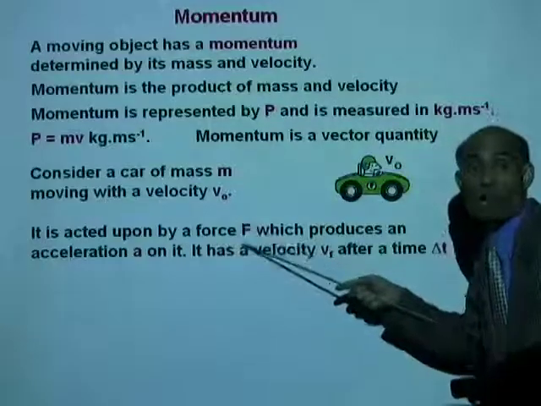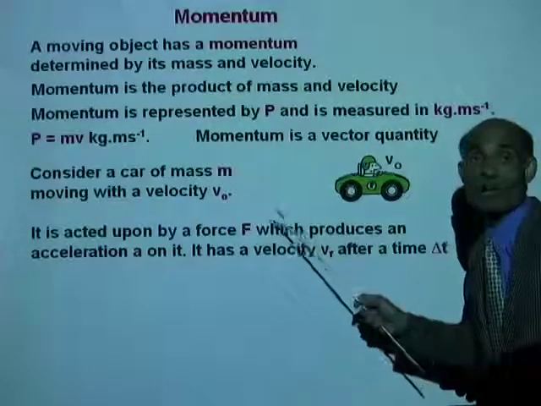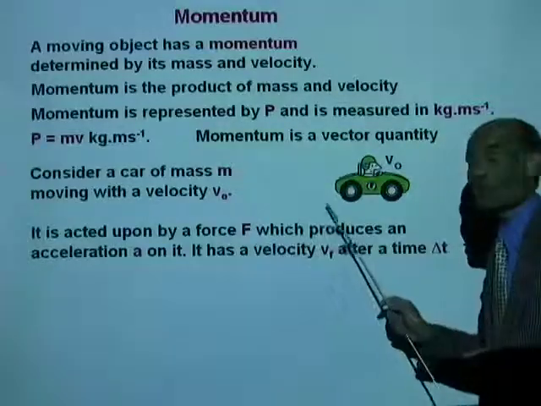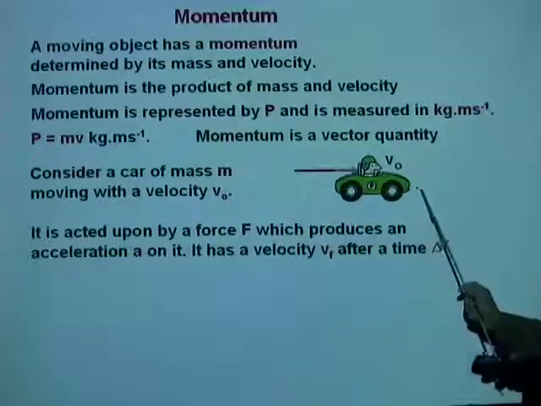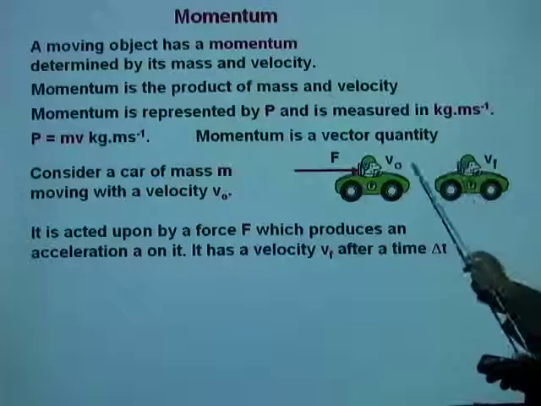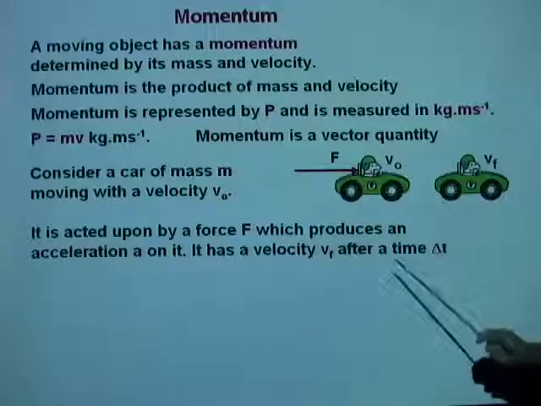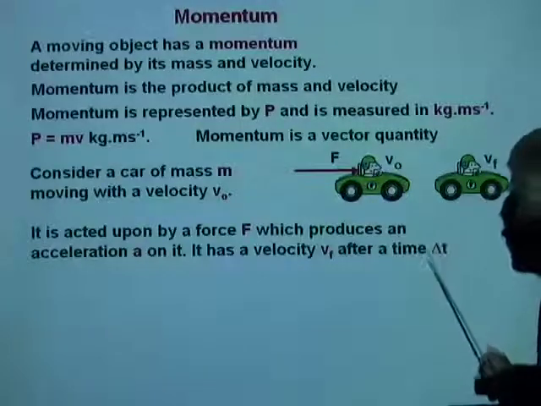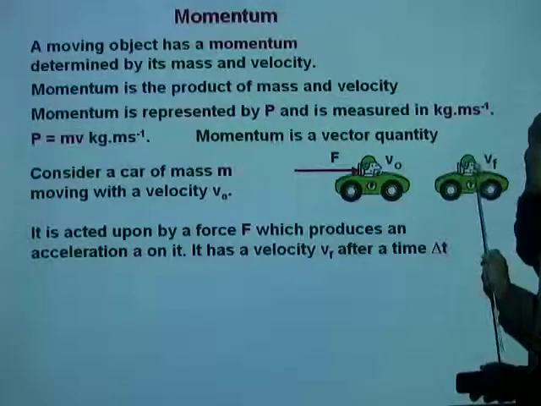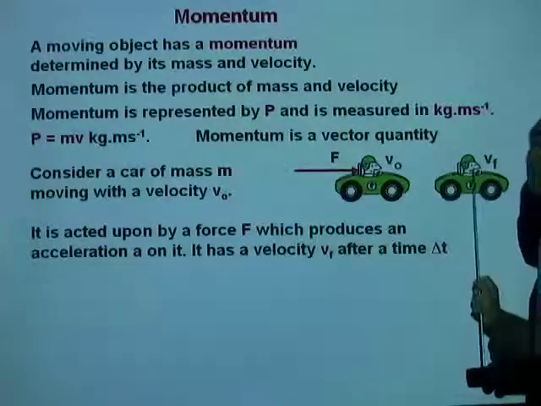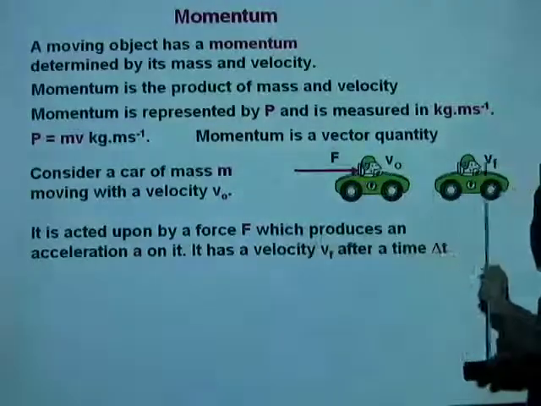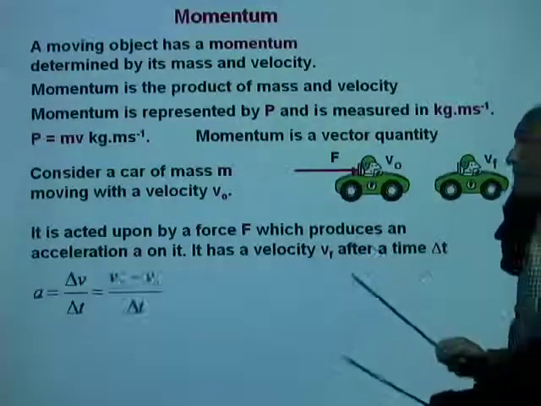Let's now apply a force F on this car so that its velocity changes from v0 to vf. Alright, this force F will change the velocity from v0 to vf. And the time taken for that change is delta t. Tell me, what is the new momentum of this car? The new momentum will be its mass times its new velocity.